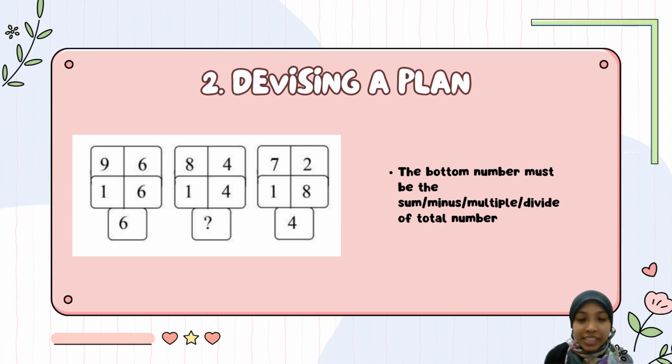Continuing in our devising a plan stage, now let's take a look at the bottom number. The bottom number must be the sum, minus, multiply or divide of the total number. Why? Because the number at the bottom is a small number, so it cannot be that all of this is the sum of the numbers. It must be sum, minus, or even multiply or divide.